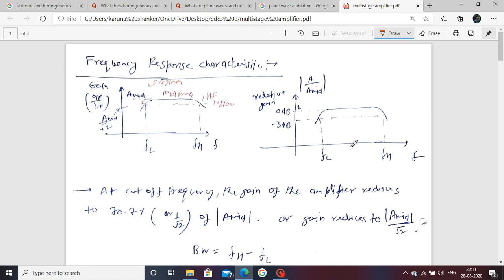We have also already seen the frequency response curve, which is plotted as frequency versus gain. Now in this diagram we see frequency versus gain. Gain is the output upon input. Here you see the lower cutoff frequency and the higher cutoff frequency. There is a defined mid frequency range.